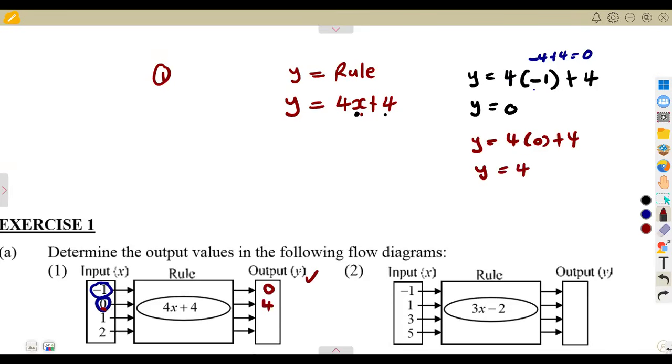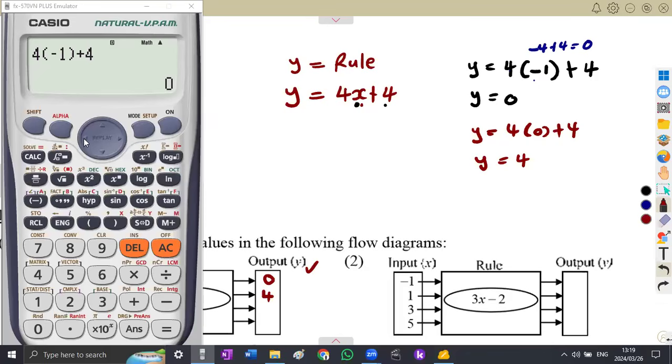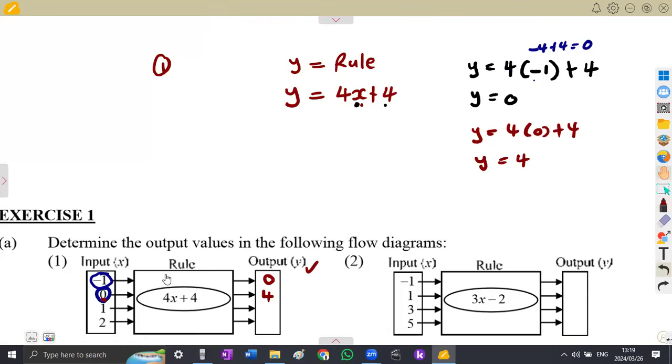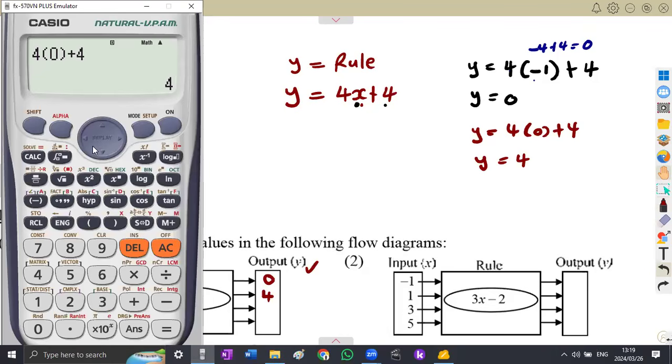So it's just substituting already. You just do this on your calculator. Move this arrow here until you get the bracket. Into the bracket, you can delete this, delete again, then you put a 0 there. So this is equal to 4. It is the same thing that you are going to do when X is 1. Just move this, delete this, put a 1. That is going to give us 8.